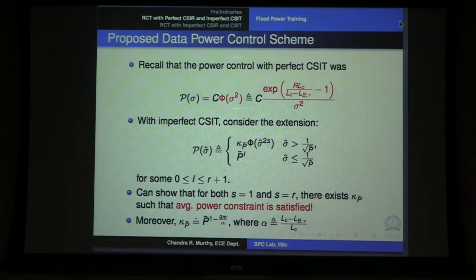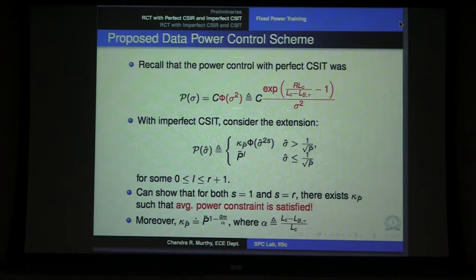What we consider here is what we call a modified truncated channel inversion. This is a truncated channel inversion because you are truncating the channel inversion to some threshold, which is 1 over square root of p bar. So you use channel inversion power if sigma hat squared is greater than 1 over p bar, but you don't use channel inversion if it's smaller than that. Normally truncated channel inversion would ask you to transmit at 0 power if sigma hat squared is less than 1 over square root of p bar.